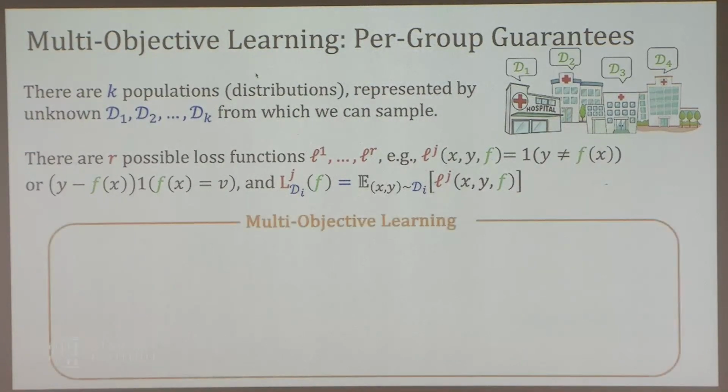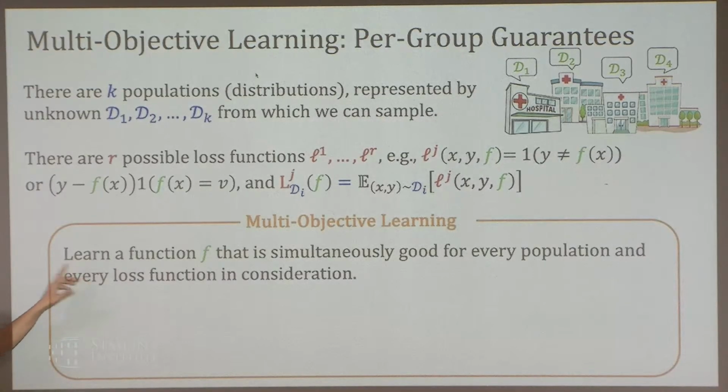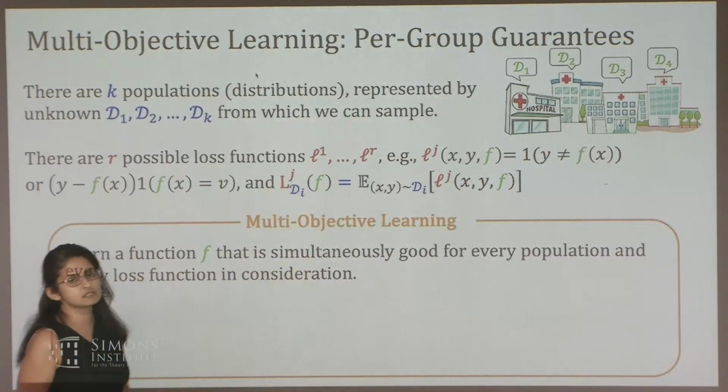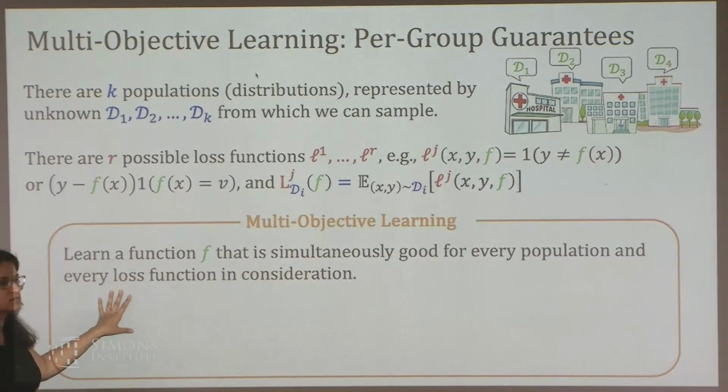Okay. Now, what is your task? The multi-objective learning framework says that you want to learn a function. We think about this as a single function, happy to entertain otherwise as well. You want to learn a single function that is simultaneously good for every population and every loss function. So this should already start addressing Samari's question.